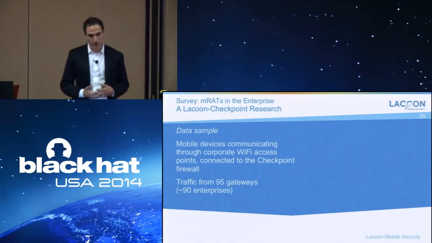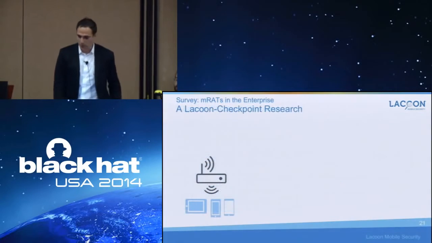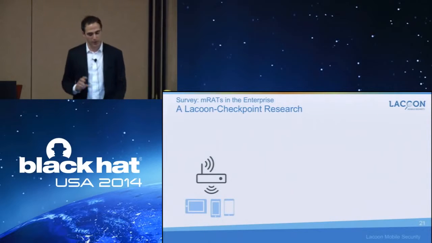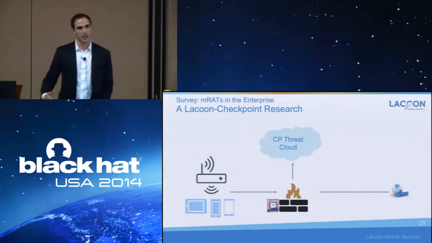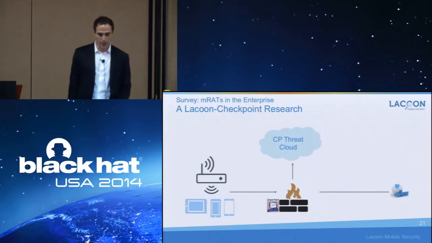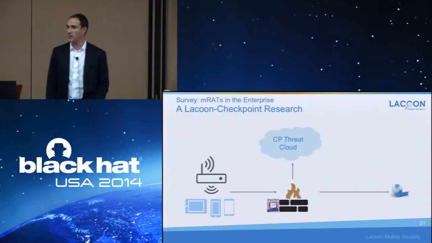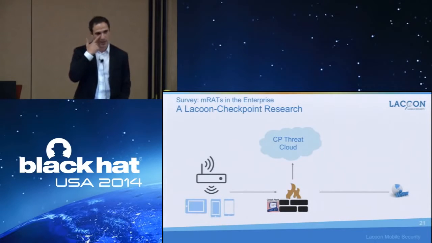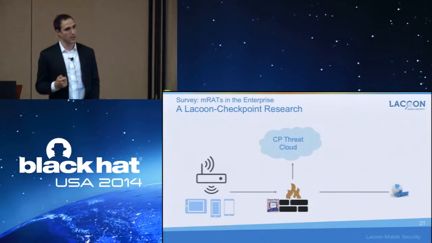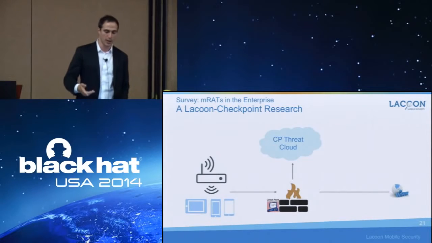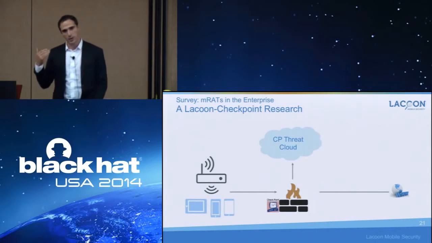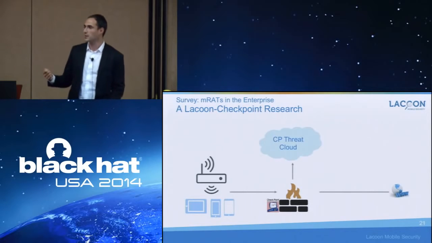So we analyzed the traffic of about 90 enterprises, 95 gateways, and the architecture is fairly simple, right? You have mobile devices, they connect to the corporate Wi-Fi. Some of those Wi-Fi's have a Check Point gateway somewhere in the traffic path to the internet. In some of those gateways, they have an opt-in solution called the Check Point Threat Cloud. It is an anti-bot solution, and it allows them to push network signatures to their devices, and once you have a hit on a network signature, they will get statistics about it.